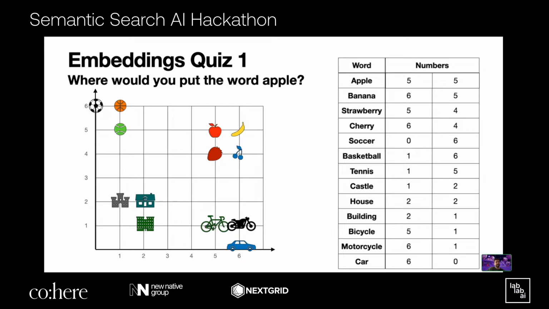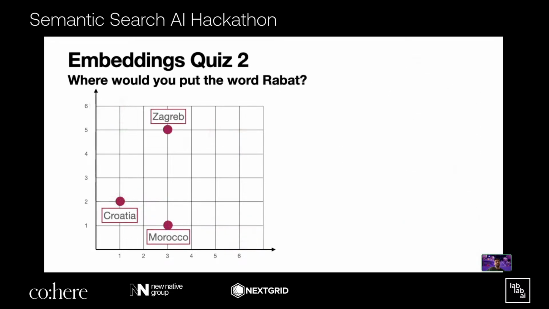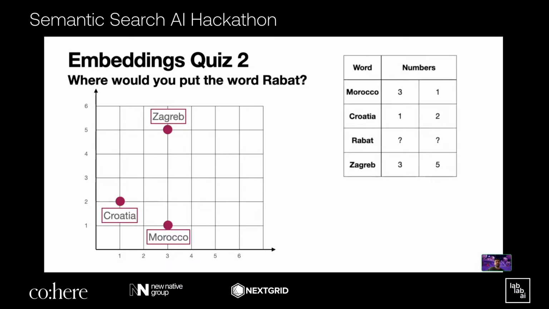Something else that happens with embeddings is the following. Check this out. Where would you put the word Rabat here? So we have Croatia, Morocco, Zagreb, and Rabat, which are the capitals, right? So the question is, what coordinates would you put for Rabat? A, B, or C? I'm ready for answers in the chat. Who votes for A, who votes for B, and who votes for C? Let's see. I see C again. C, B, B. Ooh, that's a close call. So B is not bad because it's close to Morocco, right? Rabat should be close to Morocco, but actually I'm going to go for C.